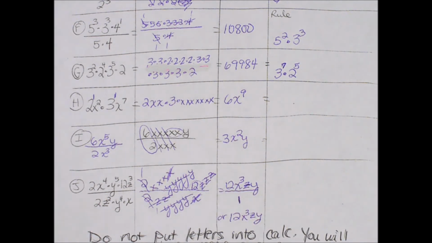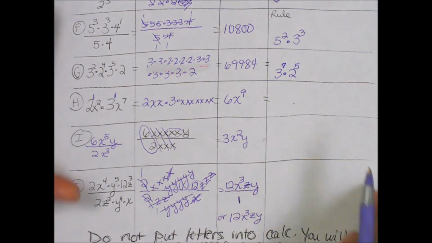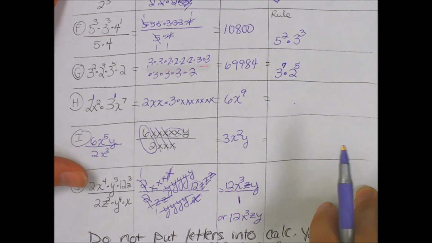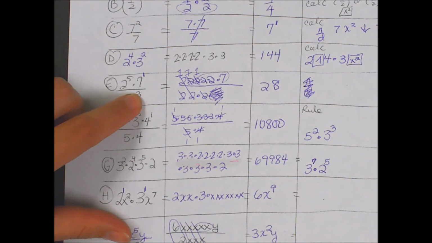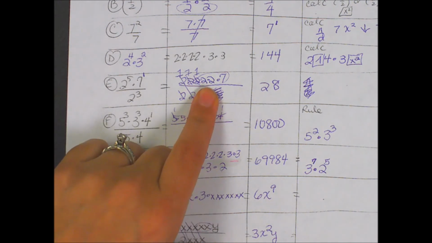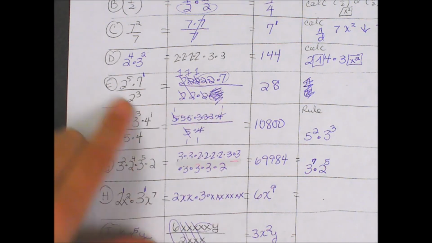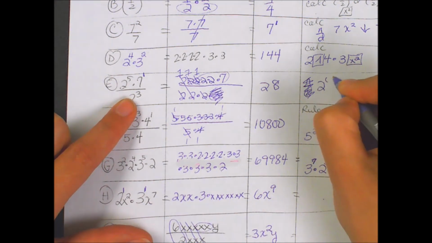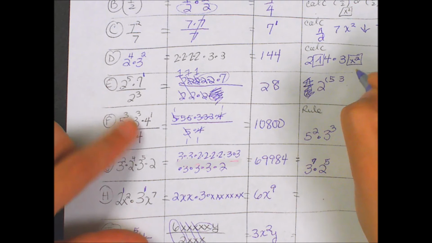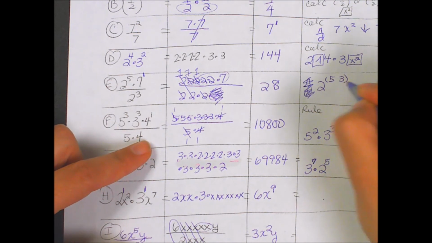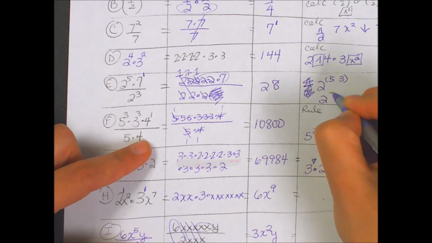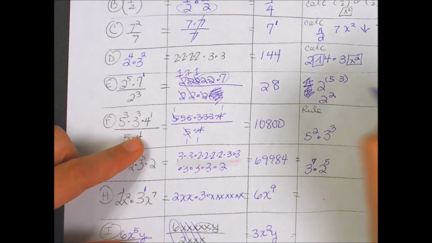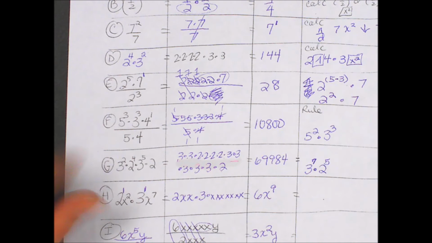Okay, so let's go back. Did you figure out the rule? How did I go from 2 to the 5th divided by 2 to the 3rd and get 2 squared? Where's the 2 come from compared to 5 and 3? What am I doing with the 5 and the 3 that makes it come out 2? That's right, I'm subtracting it.